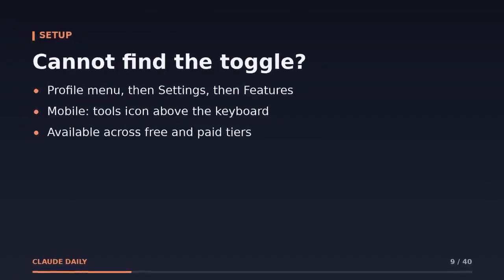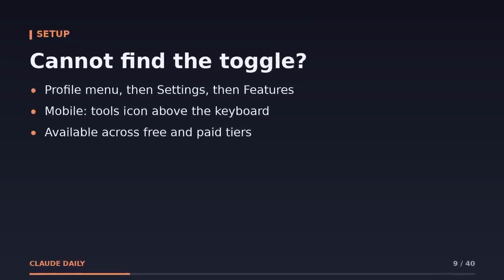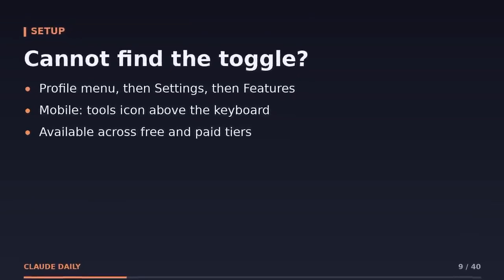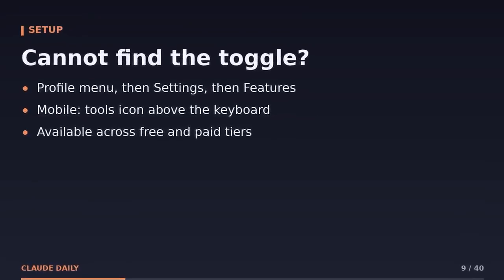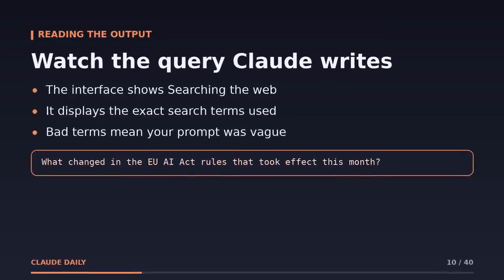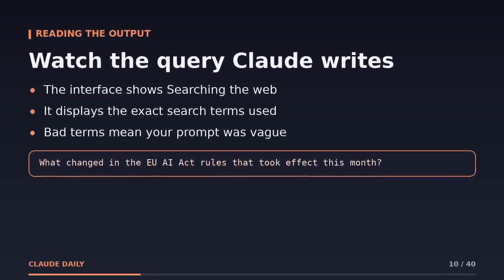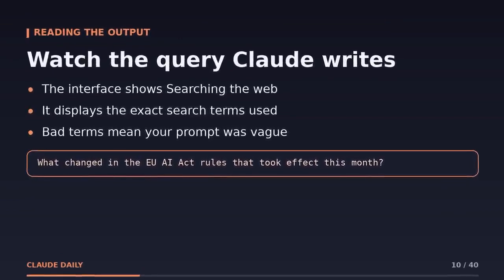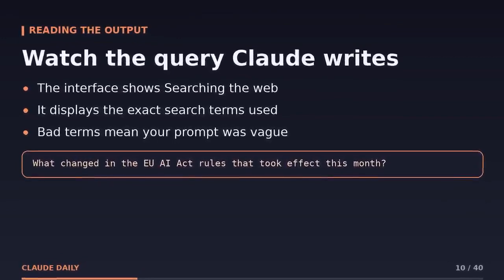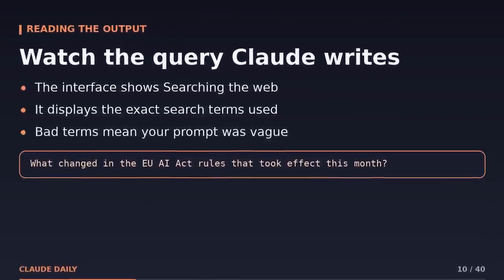If you do not see it there, open your profile menu and look under Settings for a Features section. The same toggle lives there. On mobile, the tools icon sits just above the keyboard. Once it is on, ask something time-sensitive and watch the interface. You will see a line that says Searching the Web, followed by the actual query Claude wrote. That query is worth reading. It tells you how Claude interpreted you.